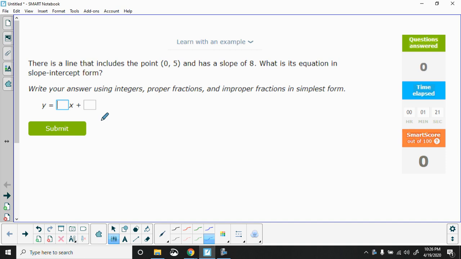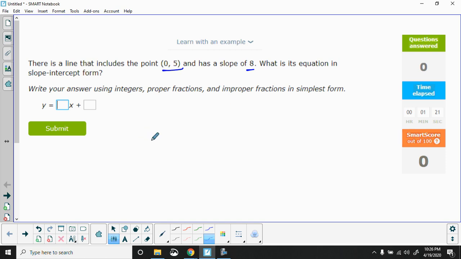So again, I pulled these from my Excel so you can have a better example of what you're dealing with on the computer. There's a line that includes (0, 5) and has a slope of 8. What is the equation, the slope-intercept form?